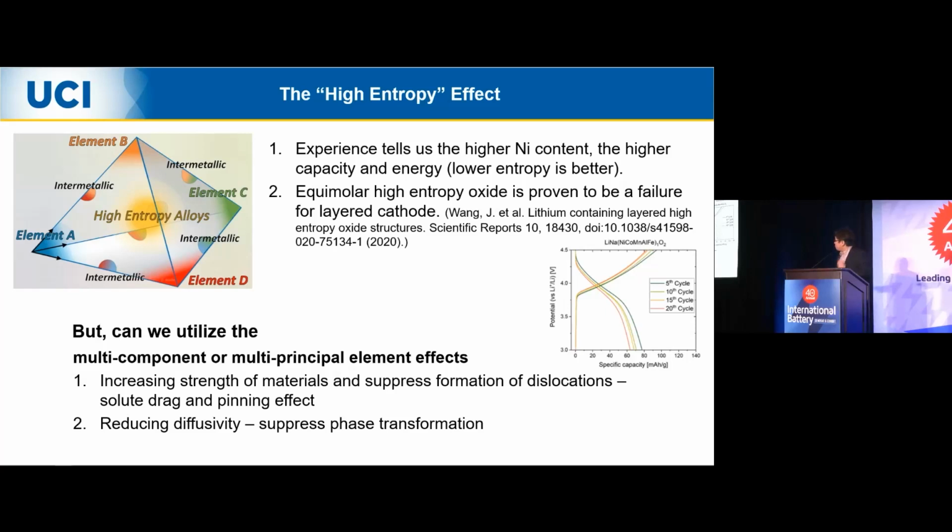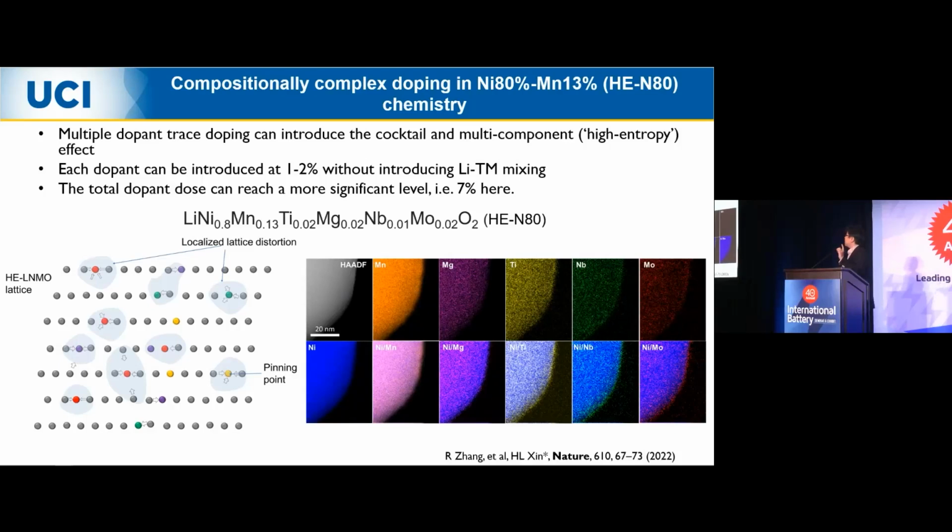But the thing is, we can utilize this multi-component effect to increase the strength of the material and suppress the formation of dislocations that I showed you, by utilizing the solute drag and pinning effect. And the other thing is reducing diffusivity, which will suppress phase transformation, right? So with that, we propose to introduce a multi-dopant or compositionally complex doping to introduce the cocktail multi-component effect into the cathode material, right?